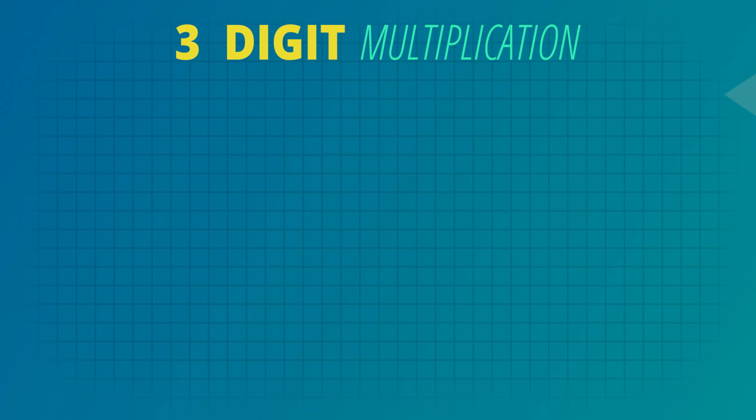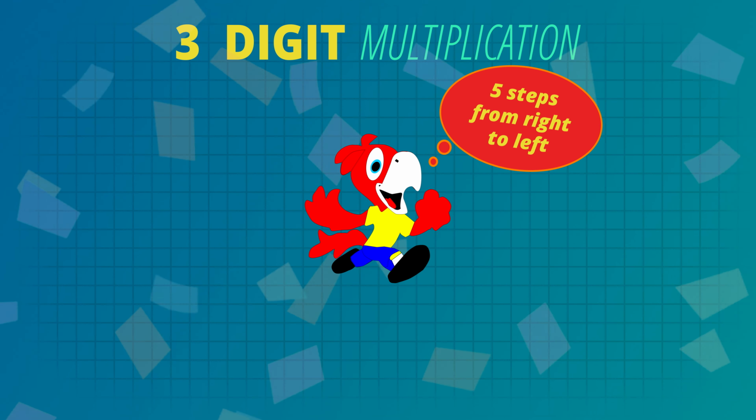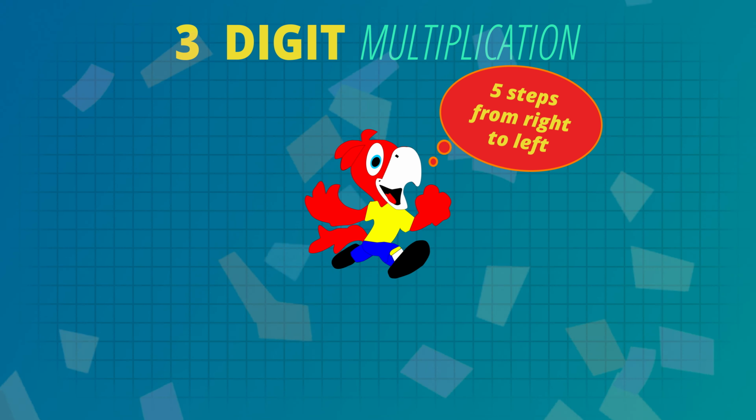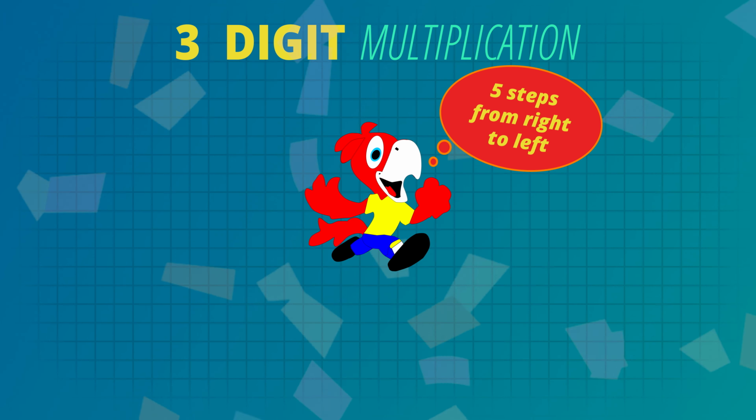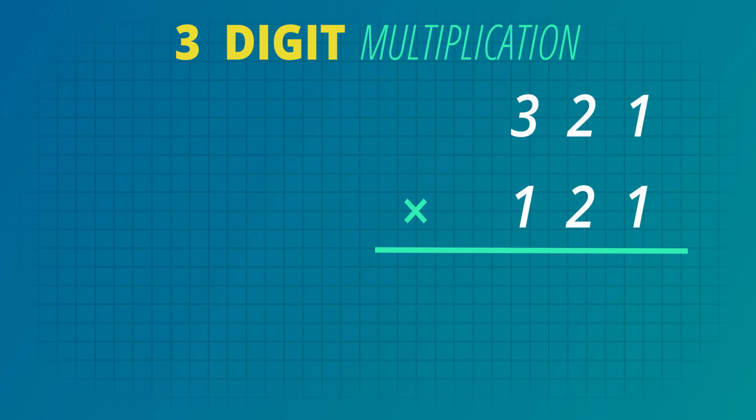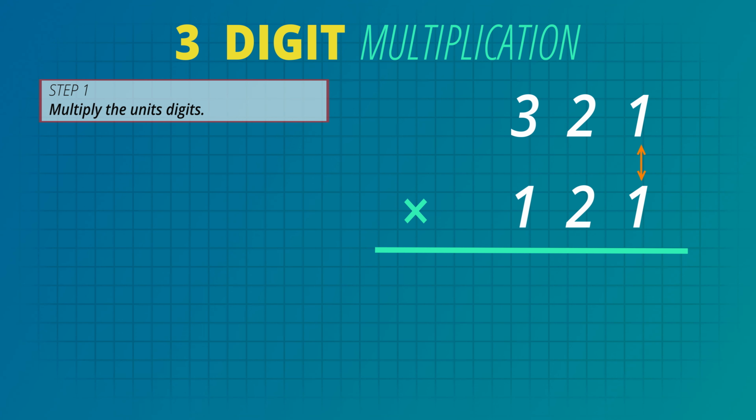Let's learn the trick to multiply 3-digit numbers. There are 5 steps to do from right to left. Let's do 321 multiplied by 121. First, multiply the units digits. That's 1 times 1, which is 1. Write 1 in the answer.